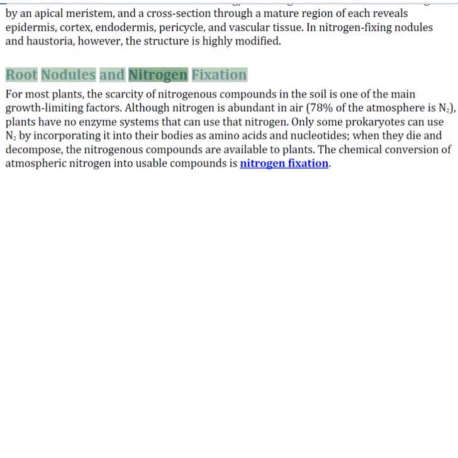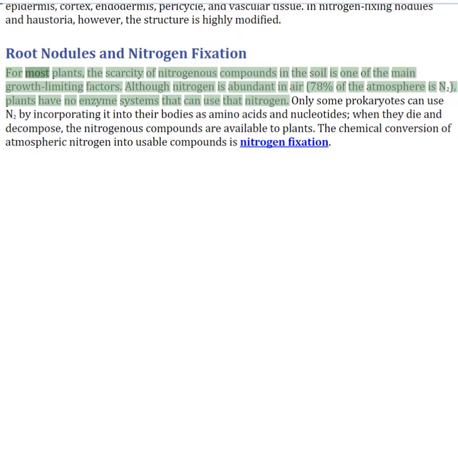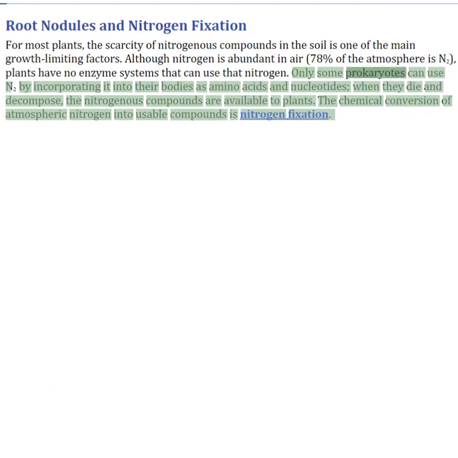Root nodules and nitrogen fixation. For most plants, the scarcity of nitrogenous compounds in the soil is one of the main growth-limiting factors. Although nitrogen is abundant in air, plants have no enzyme systems that can use that nitrogen. Only some prokaryotes can use N by incorporating it into their bodies as amino acids and nucleotides. When they die and decompose, the nitrogenous compounds are available to plants. The chemical conversion of atmospheric nitrogen into usable compounds is nitrogen fixation.